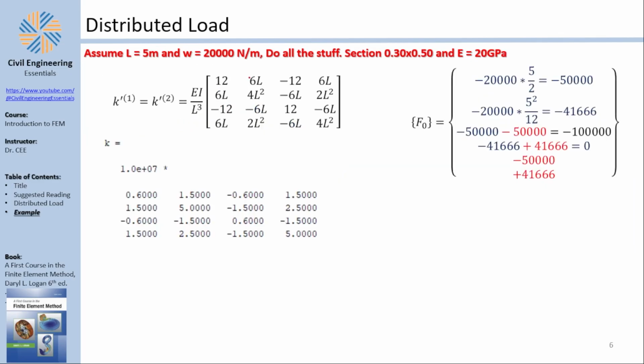Going on with this now, we need to assemble our global stiffness matrix. Of course, we are pros in this, so we know that the local stiffness matrix of a beam is basically this. Of course, I'm assuming that you have seen all the parts of the previous videos of this video series.